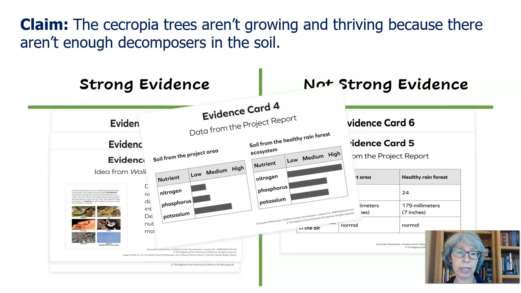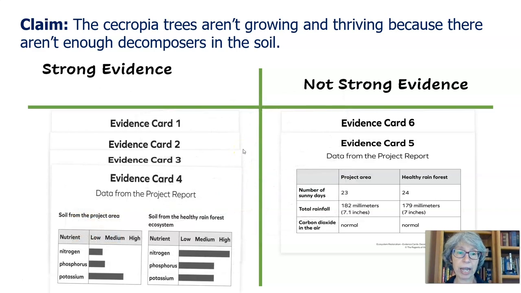And the last card is about the nutrients found in both of the areas. So we have low levels of nitrogen and phosphorus. These are nutrients that are found in the soil. And the healthy area has a lot more. Potassium is about the same. But it could be used as evidence that helps us support our claim.